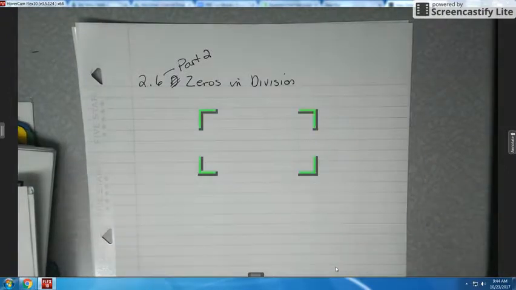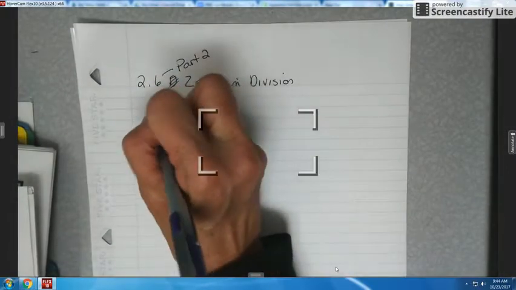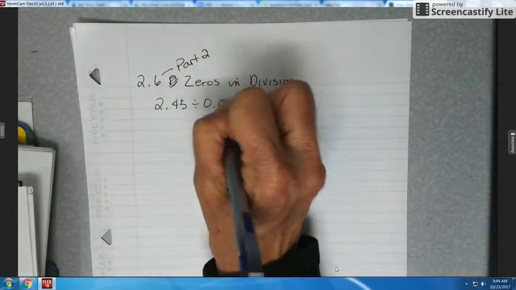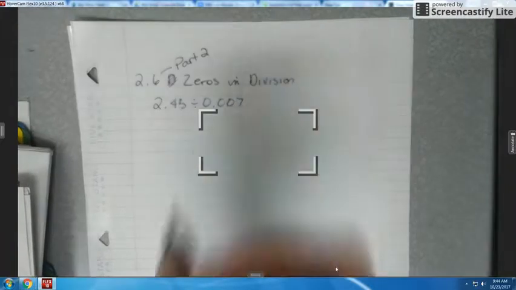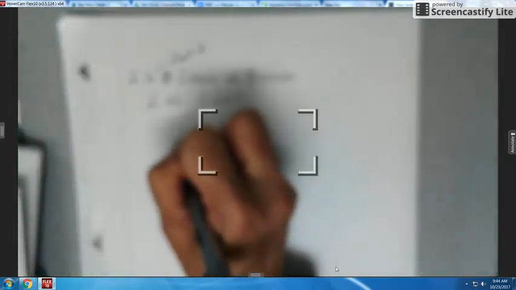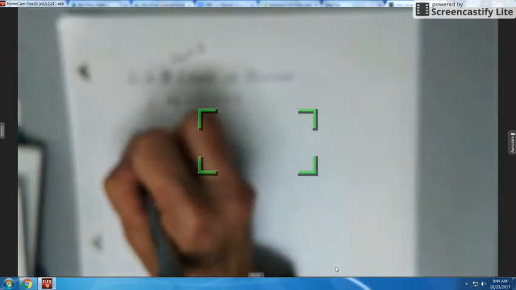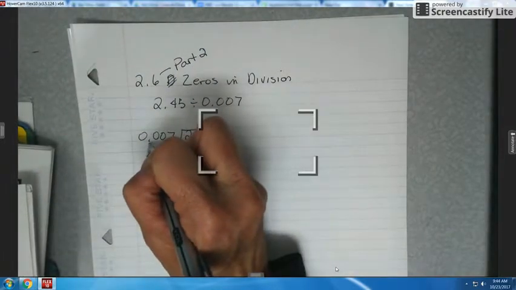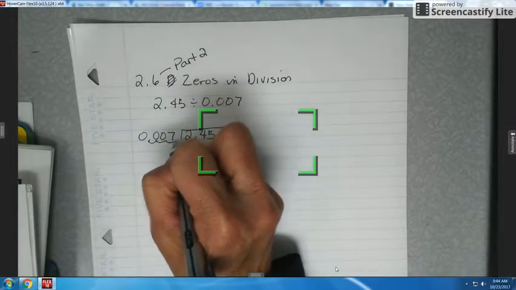Okay, so sometimes when you're dividing, you're going to have to put zeros into your numbers. So for example, I have 2 and 45 hundredths, and I'm going to divide that by 0 and 7 thousandths, or just 7 thousandths. So I need to make sure that my divisor is a whole number, so I'm going to move the decimal point over 3 times, 1, 2, 3.